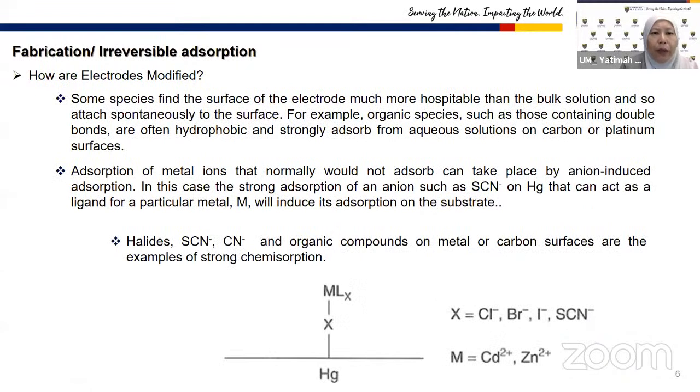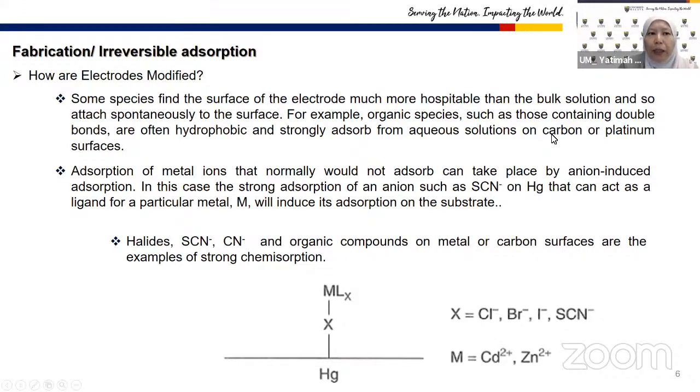On the other hand, we are looking into other examples, where some species find the surface of the electrode much more hospitable than the bulk solution, and so they will attach spontaneously to the surface. For example, we have some organic species, such as those containing double bonds, which are often hydrophobic and strongly absorb from aqueous solution on carbon or platinum surfaces.